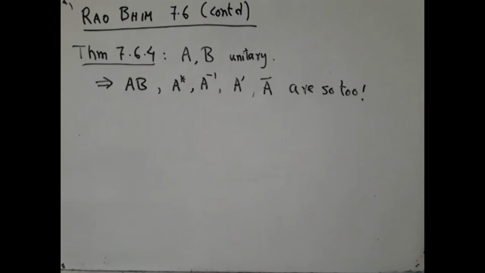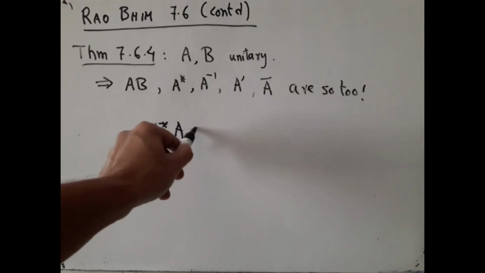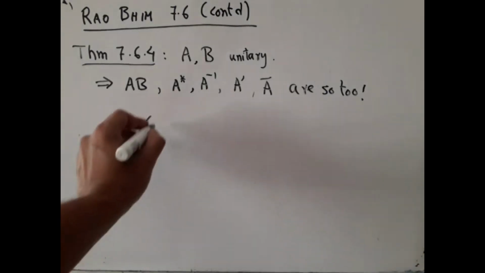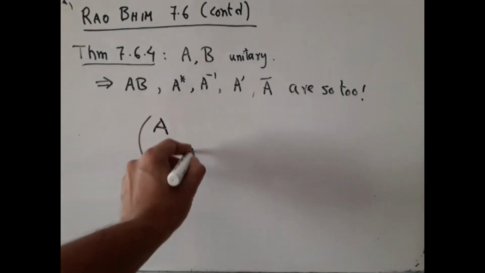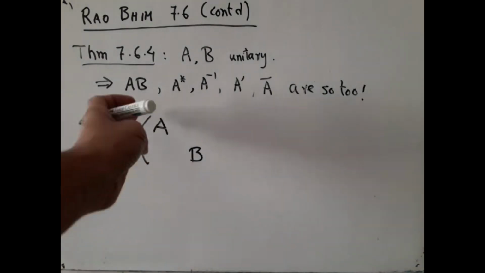The proofs are absolutely straightforward, simply by using the definition in the form A star A equal to identity, or A transpose A equal to identity in case of orthogonal matrices. A somewhat less trivial setup is this. You have a matrix A and you put another matrix B and you make them in this way.